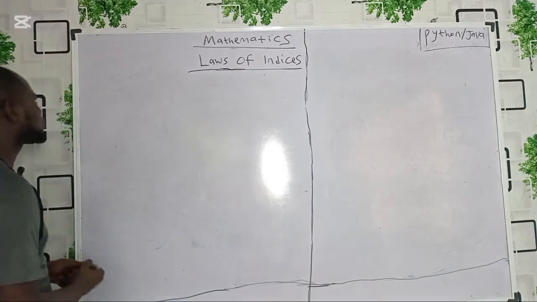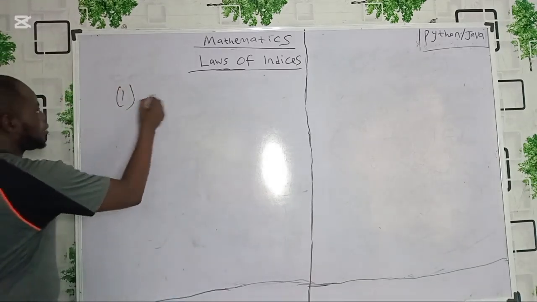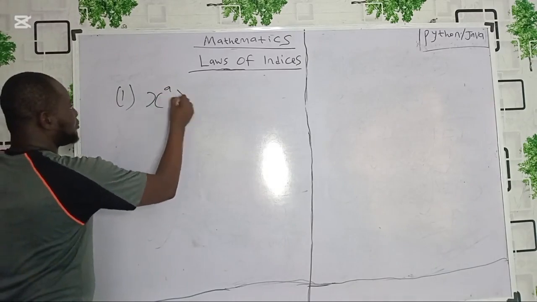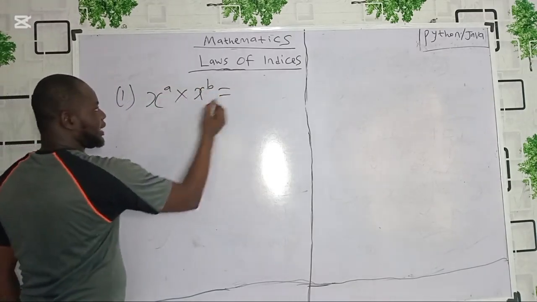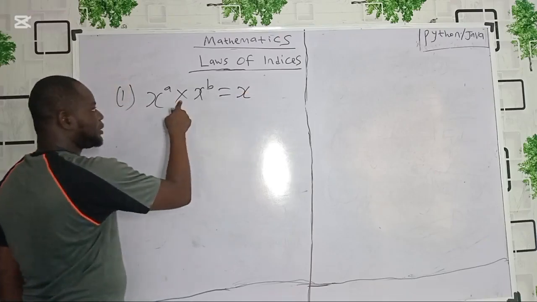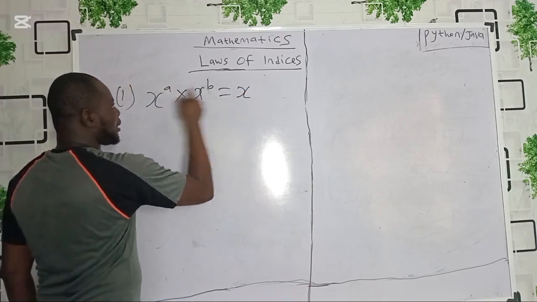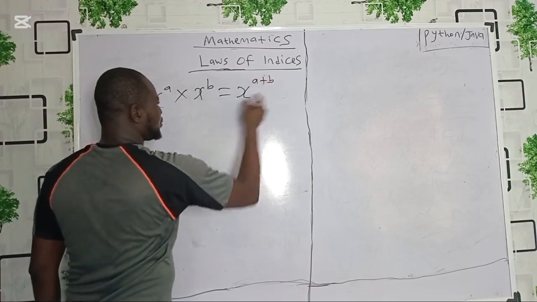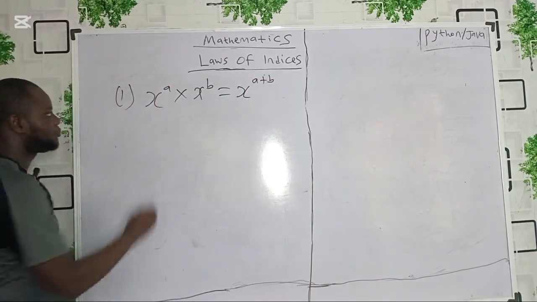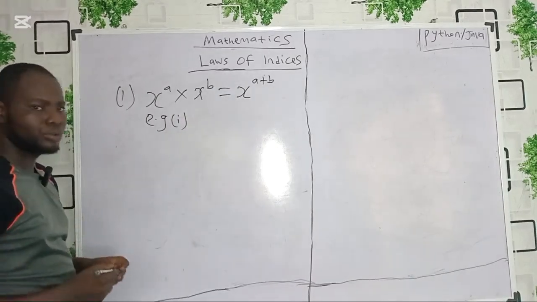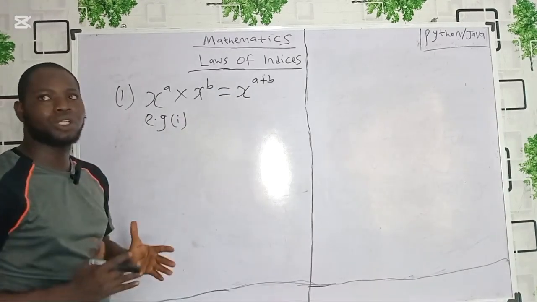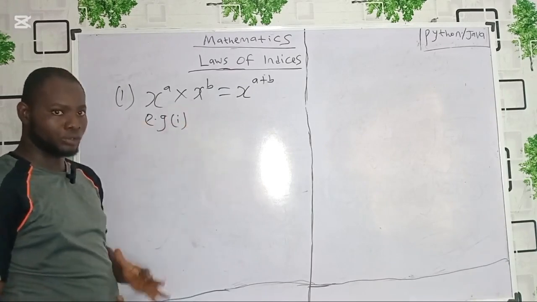So let's start. Law one: whenever we have something like x raised to power a multiplied by x raised to power b, you pick one of the x, then because we have multiplication, the two powers will be added together. That is, it will now become x raised to power a plus b. A very simple example here is, in fact, I want us to take note of something. Here, I will just introduce us to some of these laws.